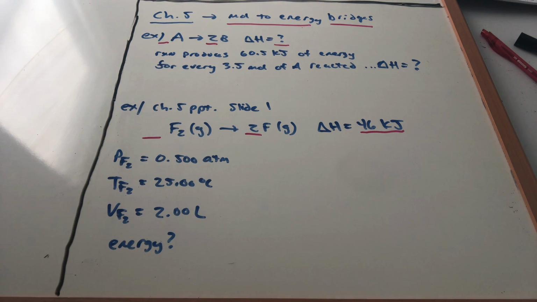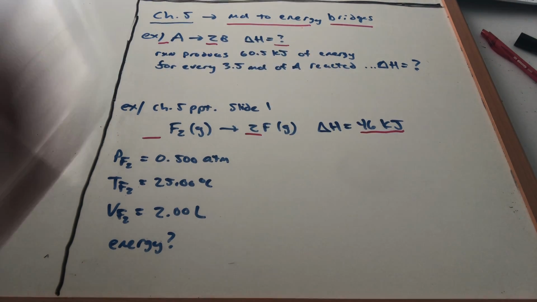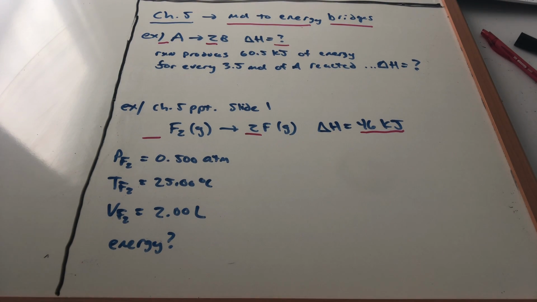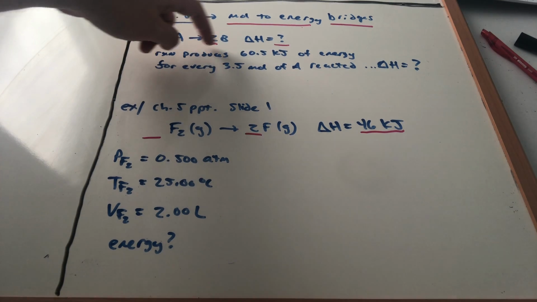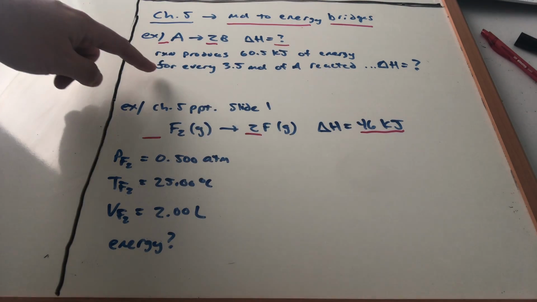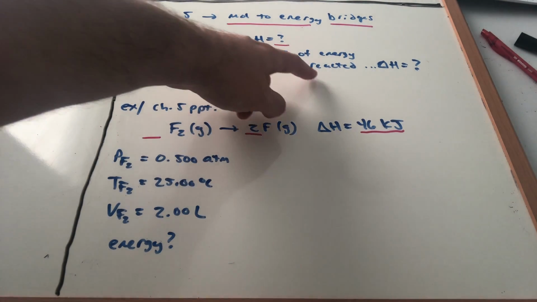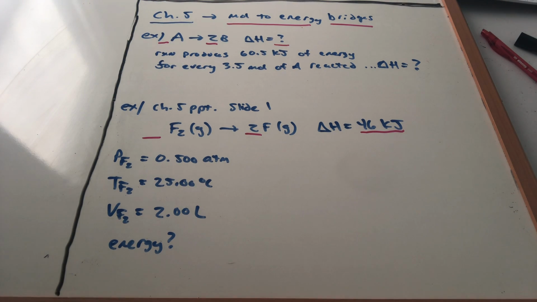So if we look at this problem right here, this is an interesting problem because we're actually not given the delta H for that reaction, and we're trying to find it. We have to create the mole to energy bridge for this problem. So if you look at the information that I give here, the reaction produces 60.5 kilojoules of energy for every 3.5 moles of A that are reacted. What is delta H for this reaction?